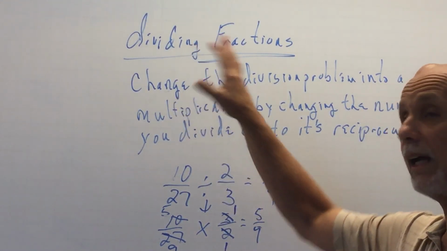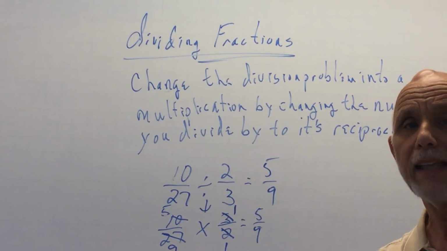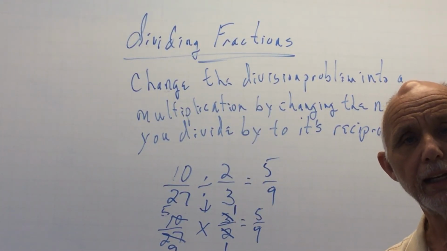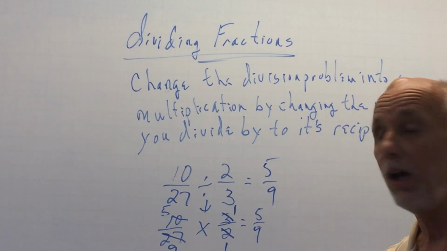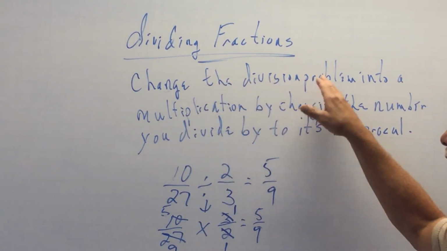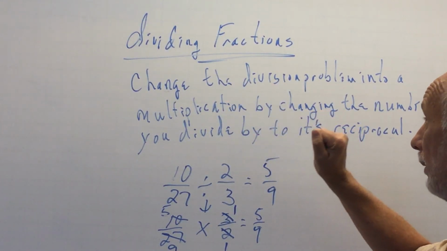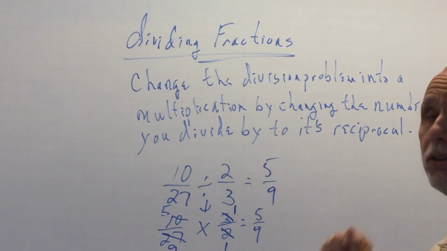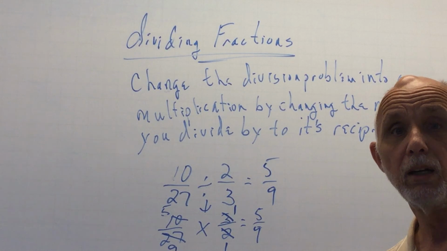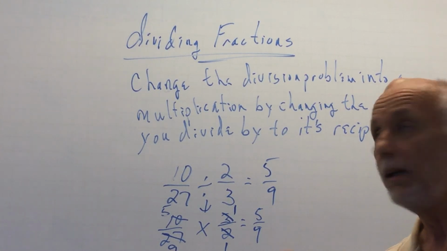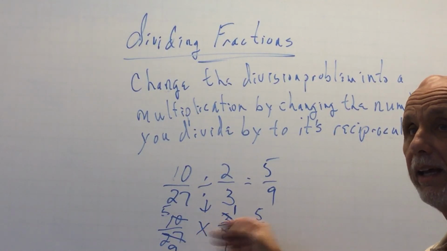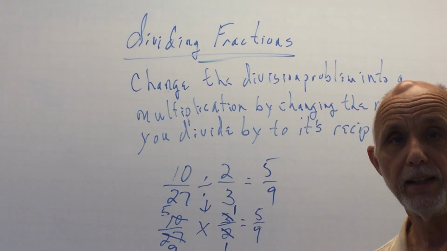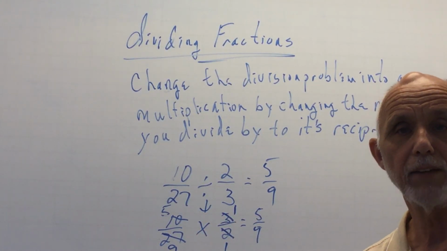And again, when I showed you the proof in the beginning, that was just so you would understand that there was really a reason behind what you're doing. The bottom line is all you need to know is change the division problem to a multiplication problem by changing the number you divide by to its reciprocal. Or, in Kate Lorio's rhyme, bring down, flip around, multiply after you simplify. And that's what you need to know to divide fractions.